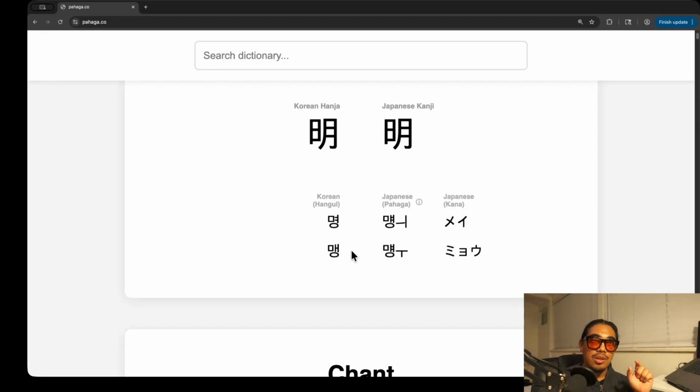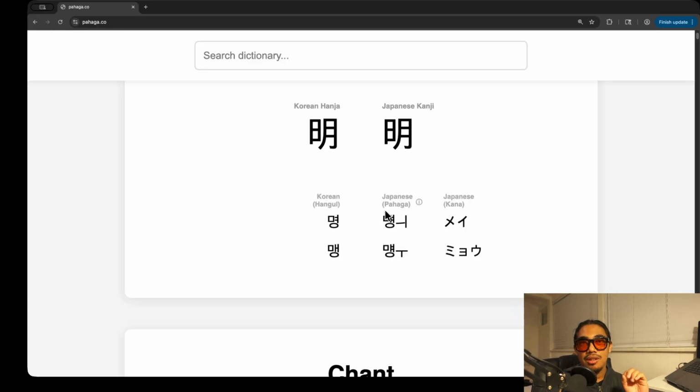And then we can also compare it to the Korean Hangul, like myong, myo, and meng, mei. So it's the Pahangana, my writing system. My reconstructions are like a bridge, connecting Middle Chinese, modern Japanese, modern Korean, and just trying to reveal and make sense of what's going on.